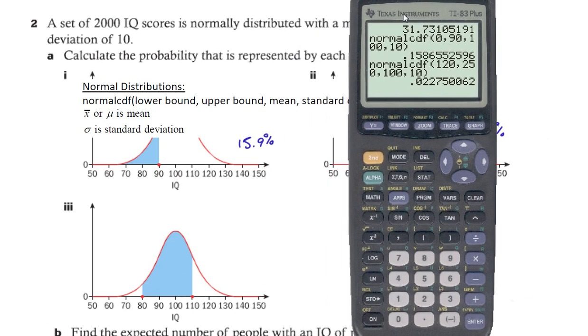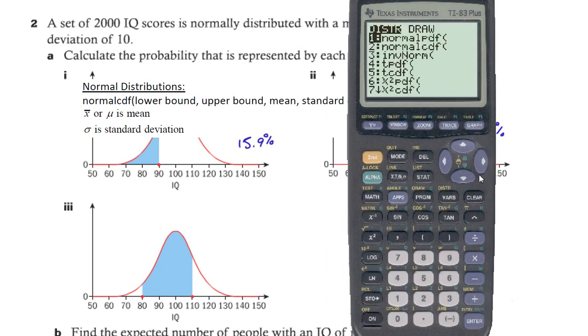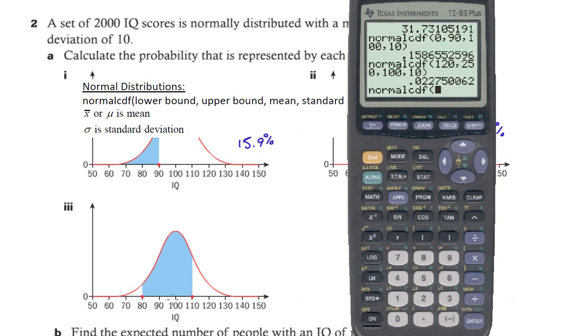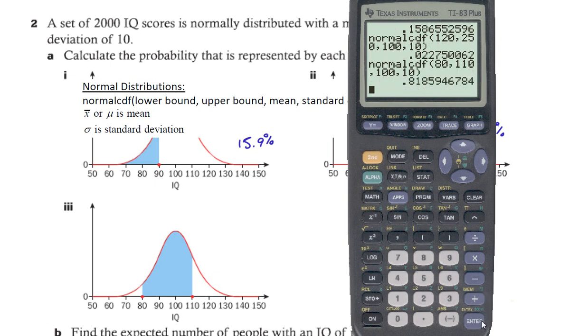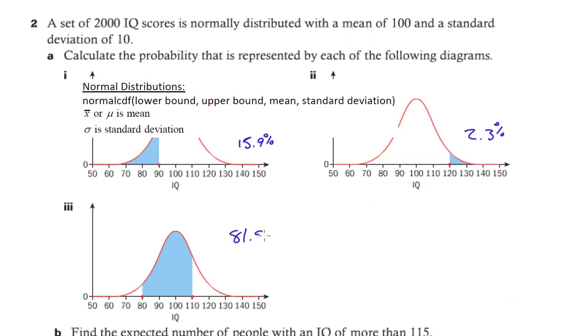So that one here, second distribution, normal CDF. We want to go from 80 to 110. So 80 is the lower bound, 110 is the upper bound, 100 is the mean, and 10 is the standard deviation. Push enter and we get 81.85, so we'll call that 81.9% of the data is in this blue shaded piece here.